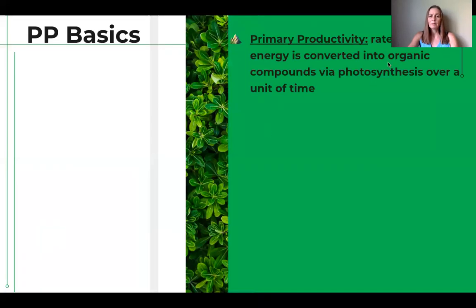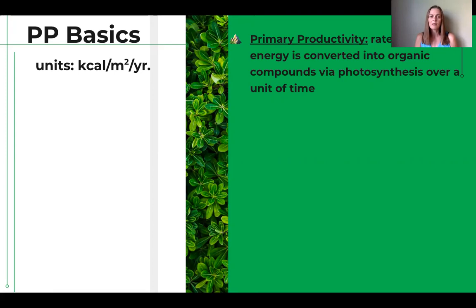So when we talk about primary productivity, what we're really talking about is the rate at which solar energy is converted into organic compounds using photosynthesis over a period of time. So primary productivity is going to have units that are usually kilocalories per square meter per year. You may see it in calories per square meter per month or per day. The units can potentially change, but it is usually in units of energy per square meter per year.